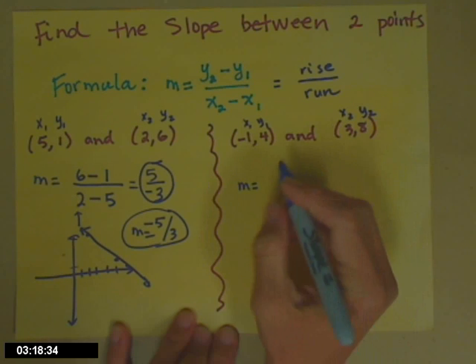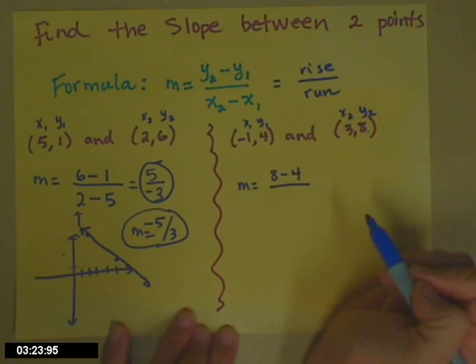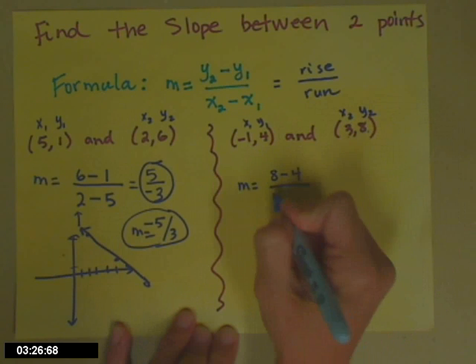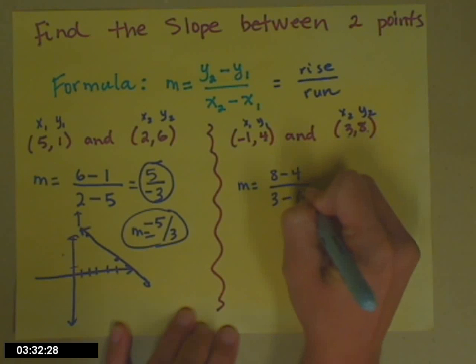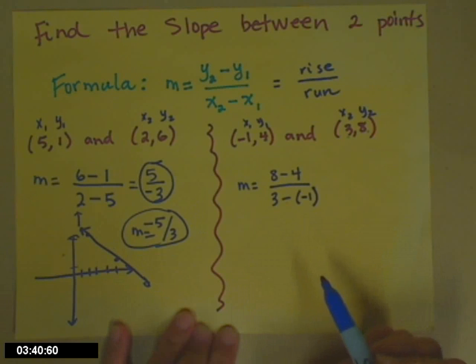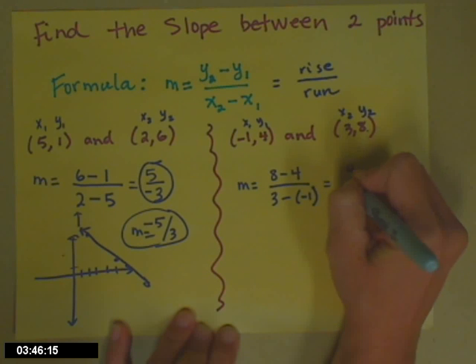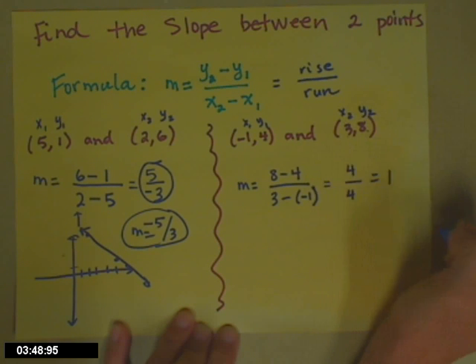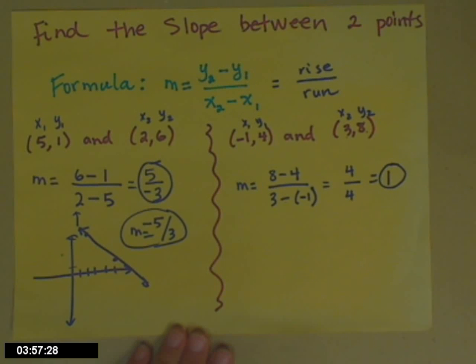Alright, so 8 minus 4, y sub 2 minus y sub 1 divided by x sub 2 minus x sub 1. Now careful here, x sub 1 is a negative number, but this minus sign is from my formula. This minus sign is because I had a negative 1. Notice I put it in parentheses then. So then the minus the negative is going to become plus a positive. So I have 4 over another 4. So that slope is 1. If you subtract in the other order, what you would have gotten is negative 4 over negative 4. That's still 1.